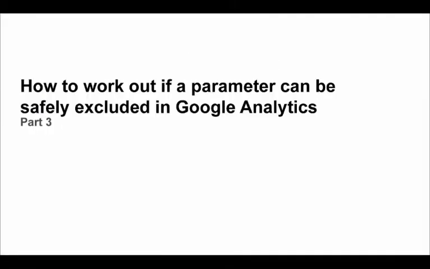Now that we know how to work out a full set of query parameters for the website, the next step is to look at how we can work out which query parameters can be safely excluded within Google Analytics. And the way we're going to do this is by looking at two examples.